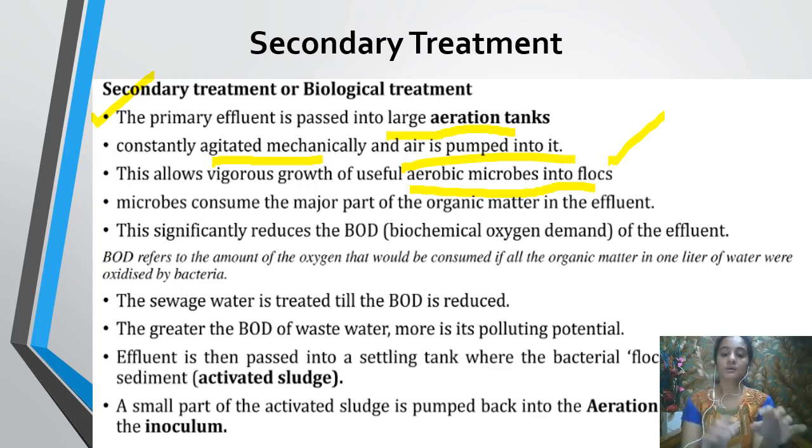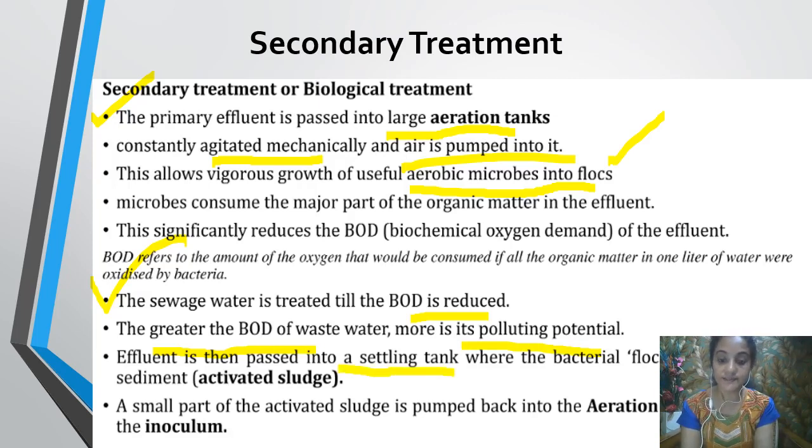Okay. So now the organic content has been almost digested, and what will happen? It has to pass into another tank. So we can see here the sewage water is treated until the BOD is reduced. Now, the greater the BOD of the wastewater, the more polluting potential. After that, this effluent is passed into the settling tank. So the one work is over, that aeration work is over.